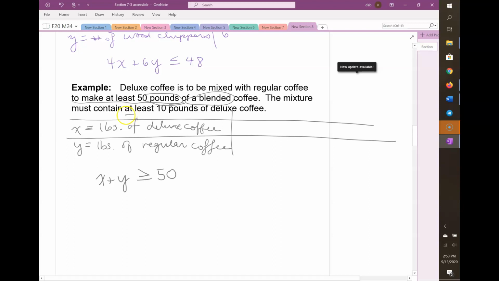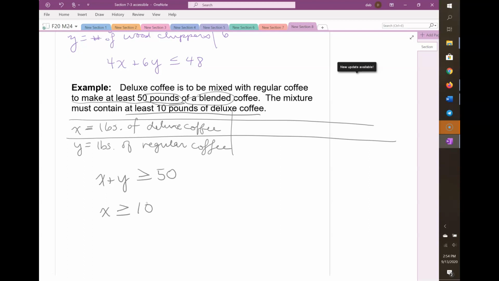And then it has to have at least 10 pounds of the deluxe. So X needs to be greater than or equal to 10. So this example is different. You have to read the words carefully. And let me recommend that you practice a technique called 3 reads, where you read the problem through 3 times, and each time you're looking for different things.